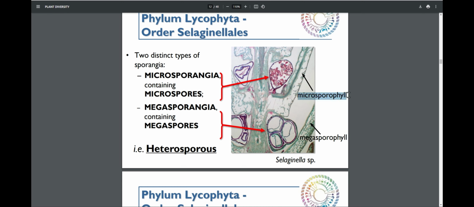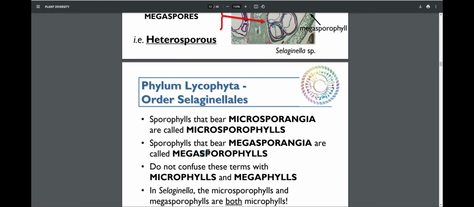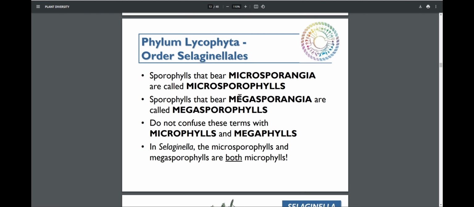And then the microsporophyll and the megasporophyll just means that this leaf, this sporophyll, is associated with the microsporangia, and this sporophyll, this leaf, is associated with the megasporangia. Okay, this is for the microsporangia. This is for the megasporangia. Do not confuse these terms.